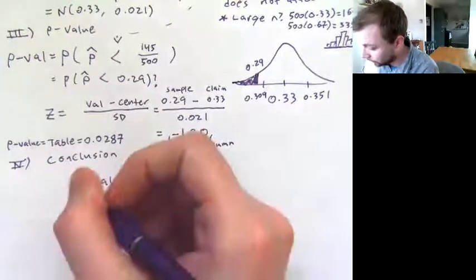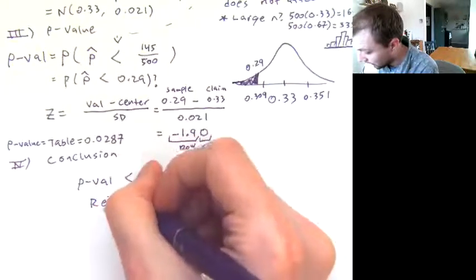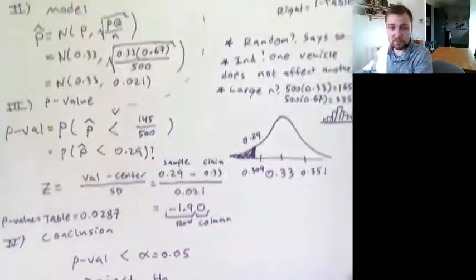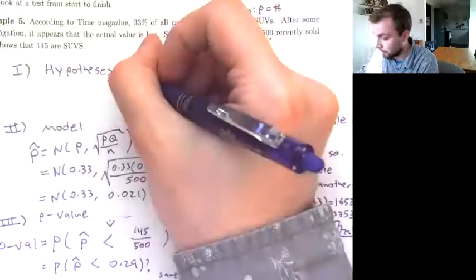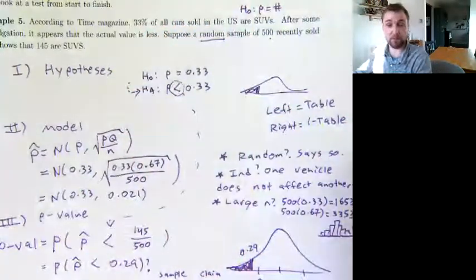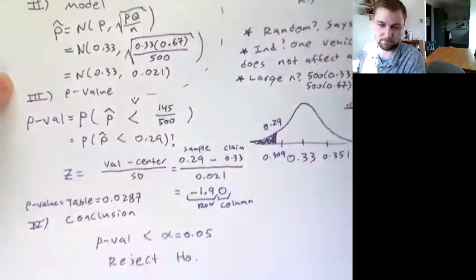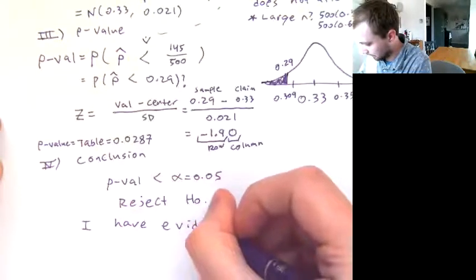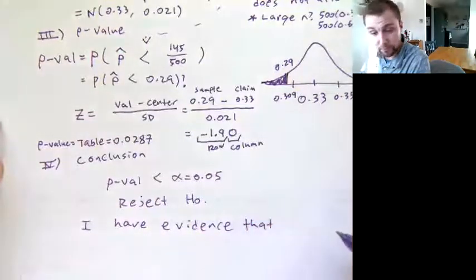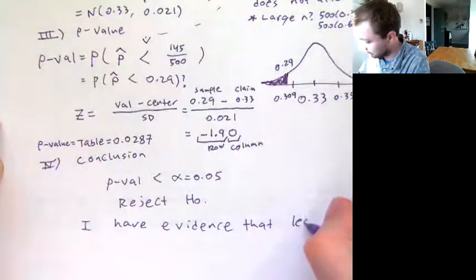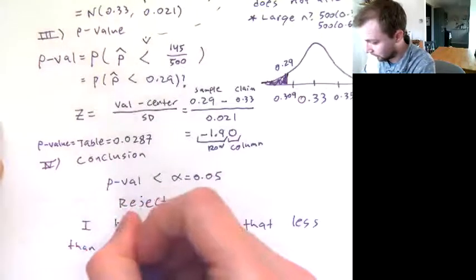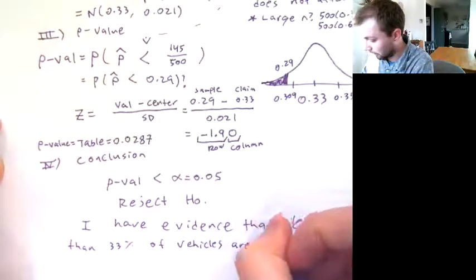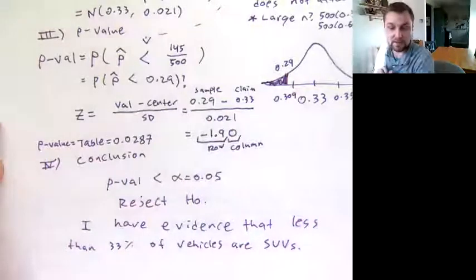So my p-value is low. My null must go. I'm going to reject the null hypothesis. Going back to my hypotheses, if I leave the null hypothesis, I must have evidence of something better. So in this case, I have evidence that, and the direction for this was, reminder, less, I can see it from the picture, that less than 33% of vehicles are these big SUVs that I see on the road sometimes.